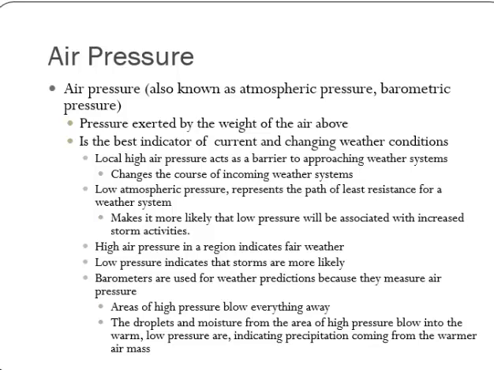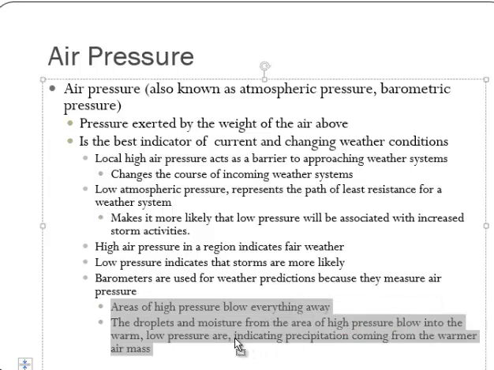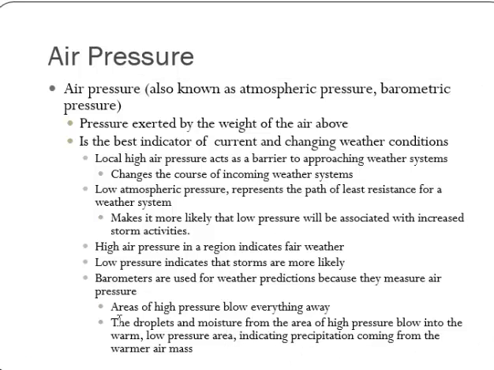When people are in ships on the water, if they see that barometric pressure is high, they can usually relax, maybe go to sleep, whatever it is. If the barometric pressure is low, they have to worry that maybe storms and rain are going to come, and they might have to deal with that as well. The reason for that is areas of high pressure blow everything away, whereas the pressure and moisture from the area of high pressure blow into low pressure areas, indicating precipitation coming from the warmer air mass.